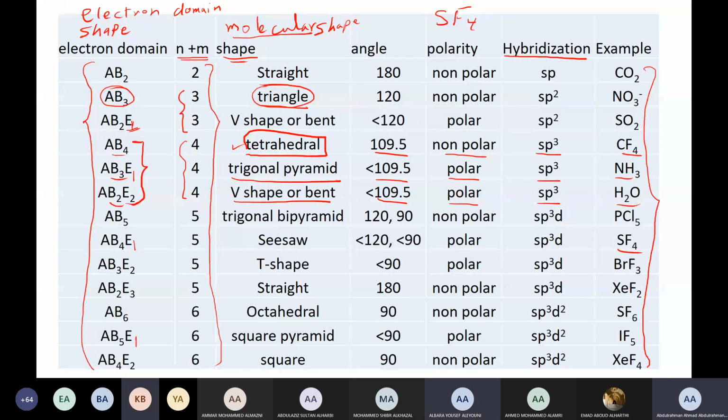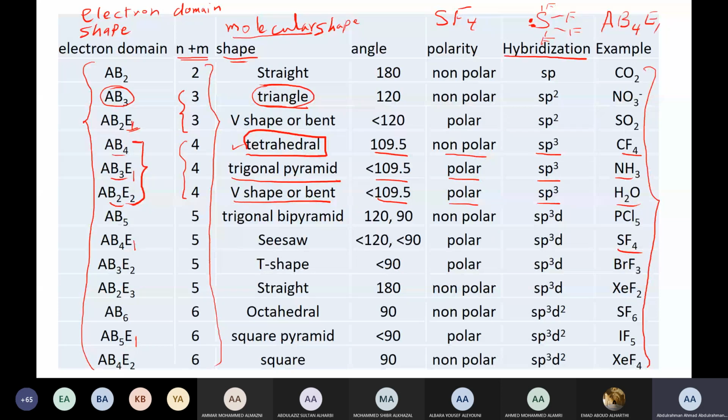Electron domain shape: trigonal bipyramid. Because what must you do? First, you have to draw the shape of the molecule, which is S with F F F F and 2 electrons here. So the electron domain you must write it: it's AB4E1.